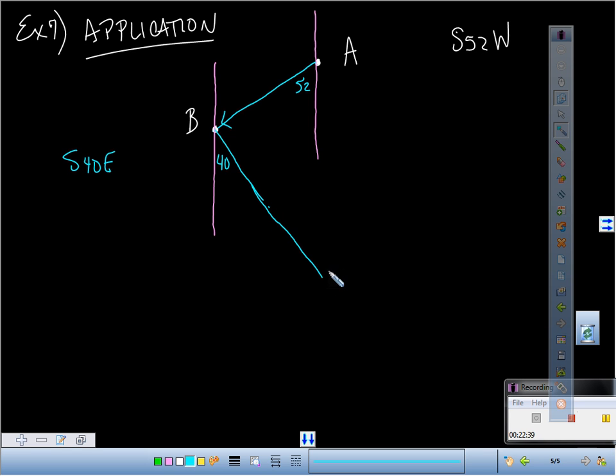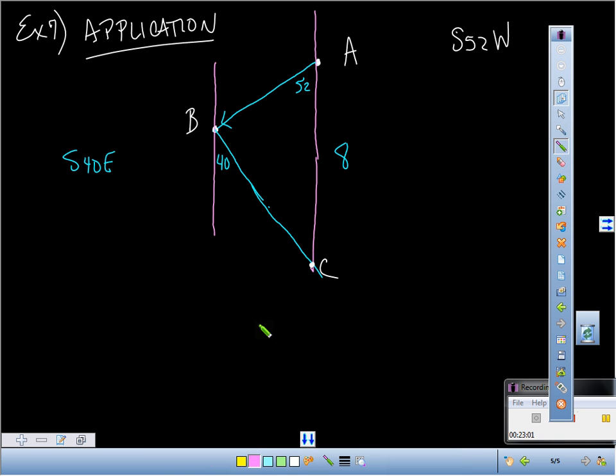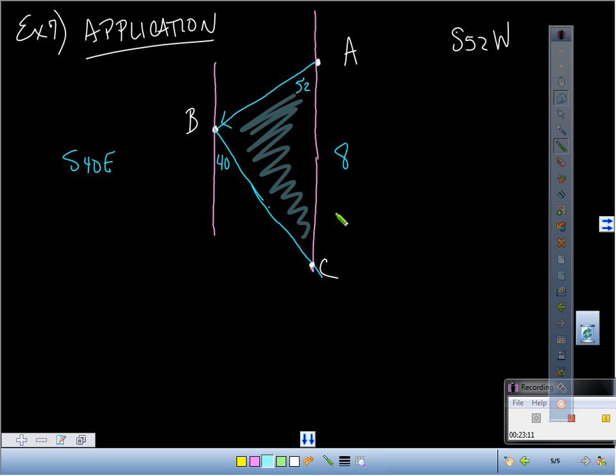Now where is point C? Do I remember? Direction south. Very good. So on this north-south line, 8 kilometers, that is my point C. Alright, so everybody agree that this is my triangle, right? How many things in that triangle do we know? Two. Just two. This angle and this side, right? This angle's not in the triangle.